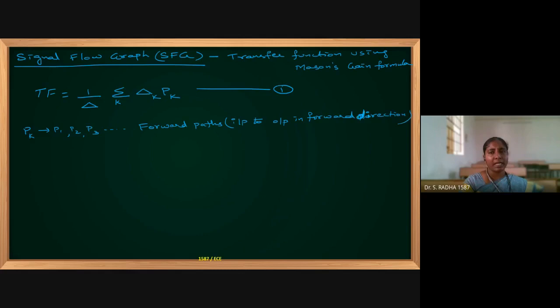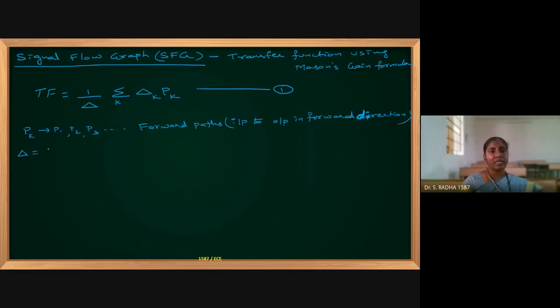First, let me write all the notations. Forward direction arrows from the input node to the output node, that complete path is called a forward path. Based on the given diagram, any number of forward paths can be present. And then we have delta k.